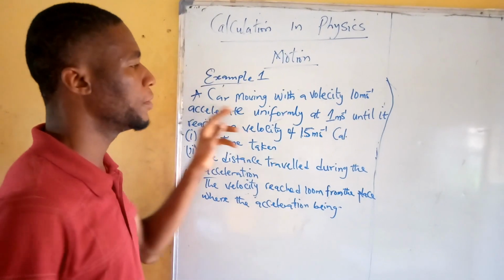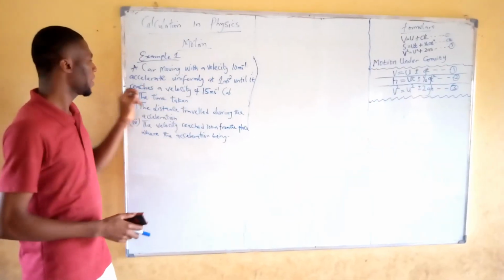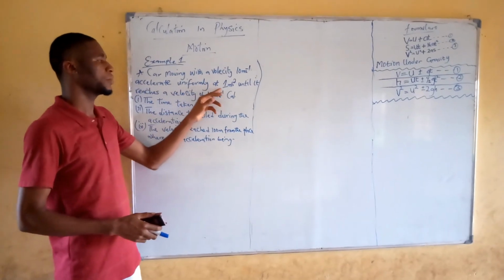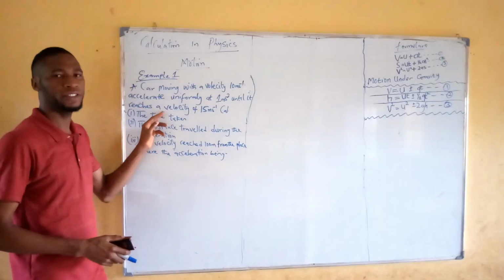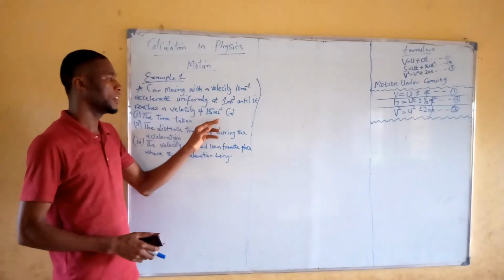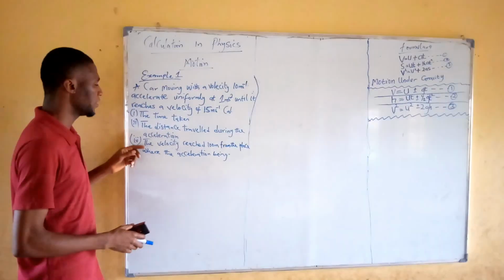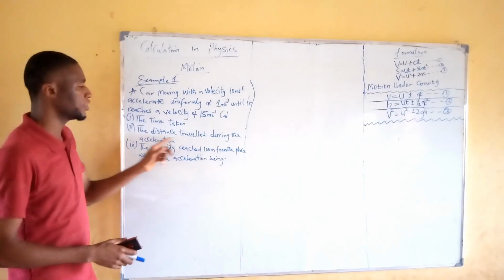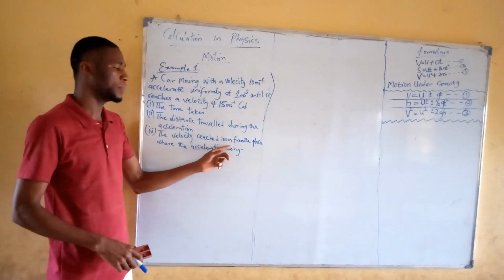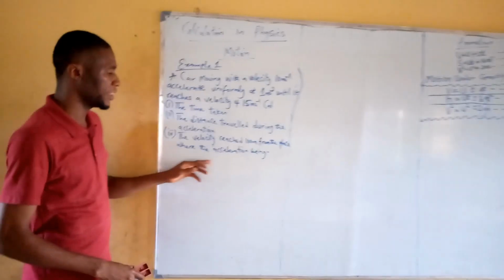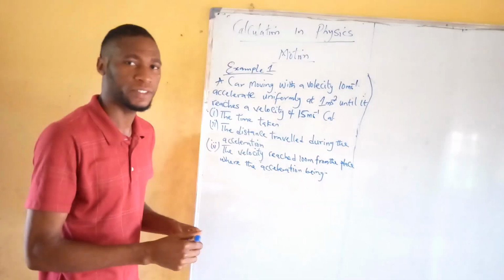He said that a car moving with a velocity of 10 meters per second, so this has to do with the initial velocity, accelerates uniformly at 1 meter per second square until it reaches a velocity of 15 meters per second. Calculate the time taken, and the distance traveled during the acceleration. Now we are going to solve this simple question. As you follow me, you understand more.